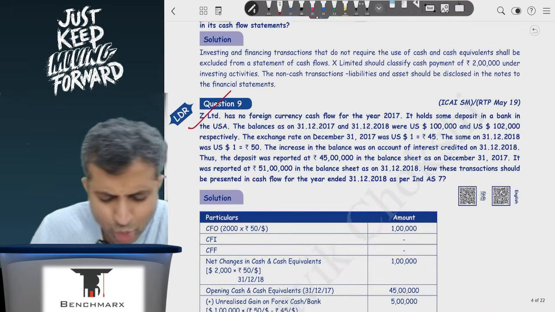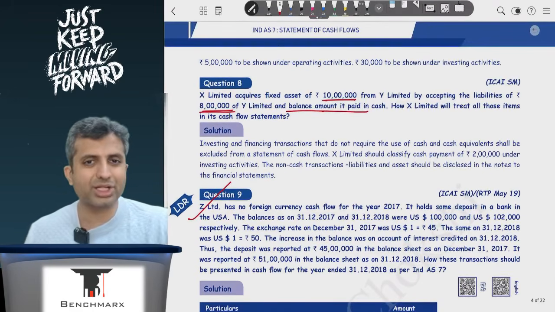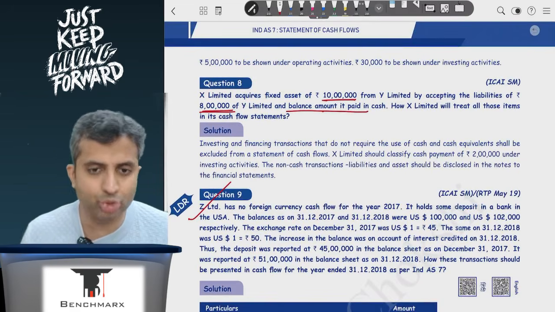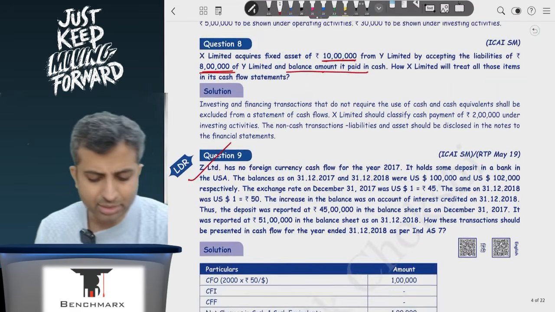Achha, now you will go to the important questions. The earlier questions were just basic concept builders. In case you have certain adjustments, you should be aware of them. Achha, then you look at question number 9.